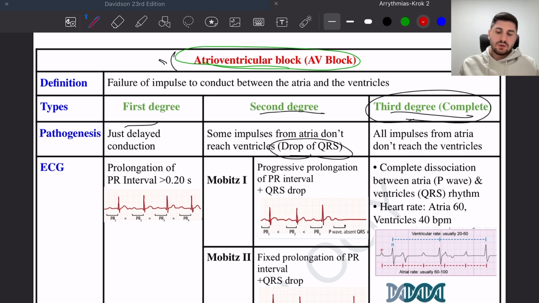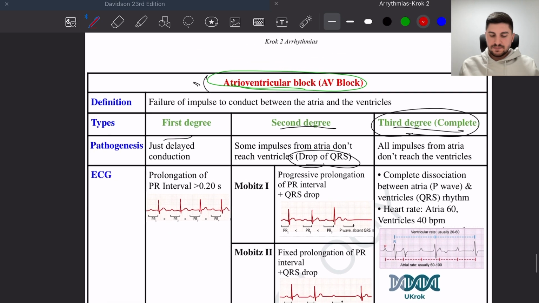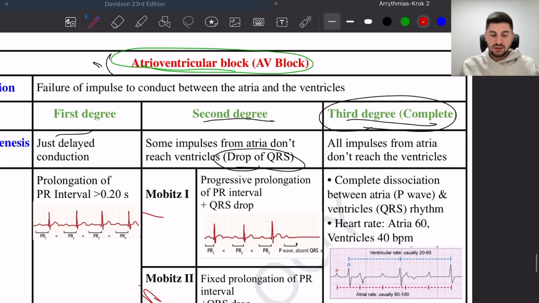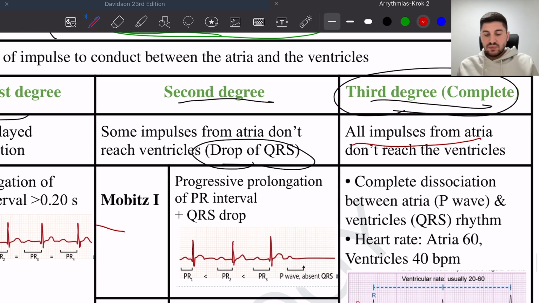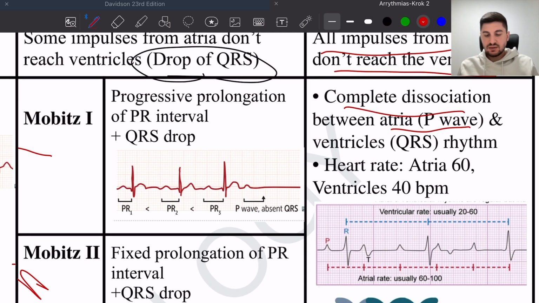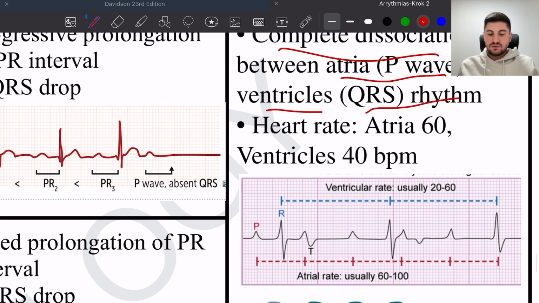In Krok, they ask more about the third degree, so let's see this one. But you can read and write in your notes about the second degree and the first degree. In the third degree, none of the impulses from the atria reach the ventricles. We have complete dissociation between the atria, represented by P waves, and the ventricles, represented by QRS waves. The atrial rate will be something, and the ventricular rate will be something else, because the atria will be depolarizing at one rate, and the ventricles will be depolarizing and contracting at another rate. There is complete dissociation between the two.